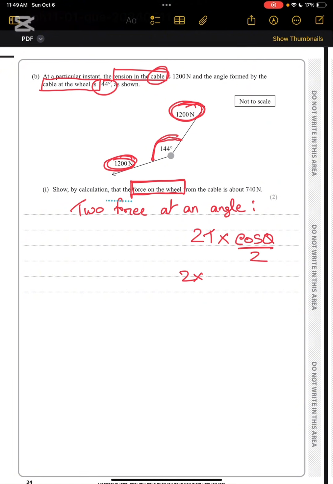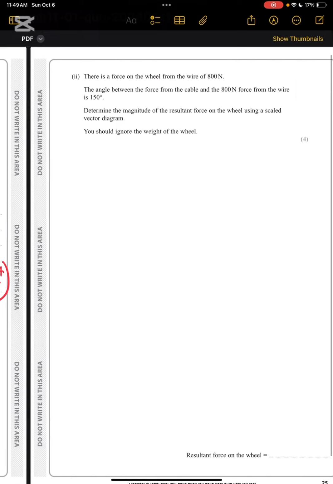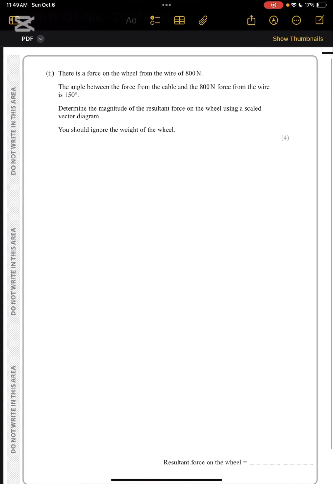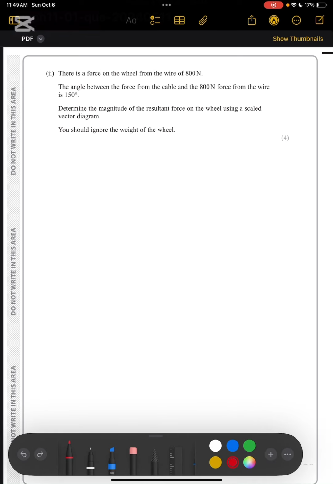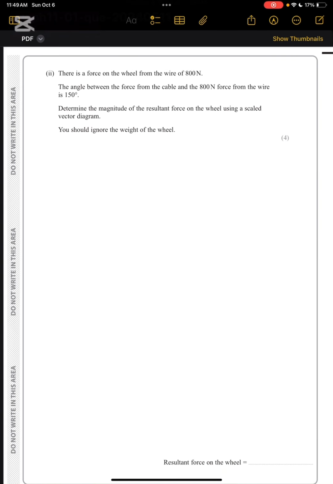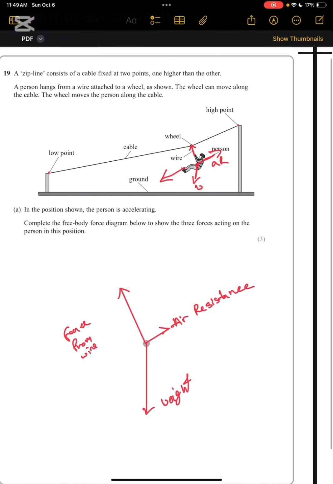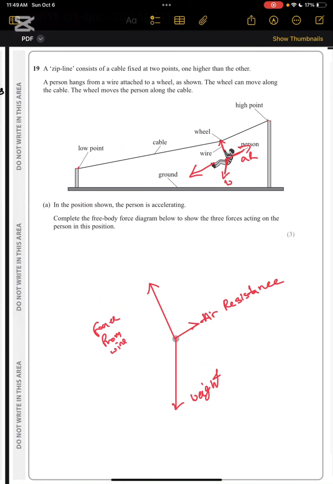So 2T is 2 into 1200 into cos 144 divided by 2. The answer will be 741.6 Newton. So we are done with question number B. Moving forward to the next question, they have said there is a force on the wheel from the wire of 800 Newton. There is a force on the wheel from the wire. So actually this was our wheel.